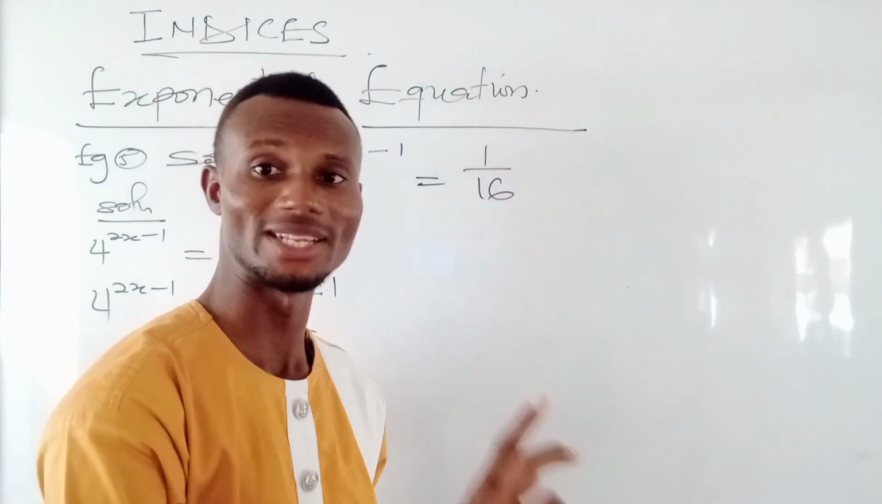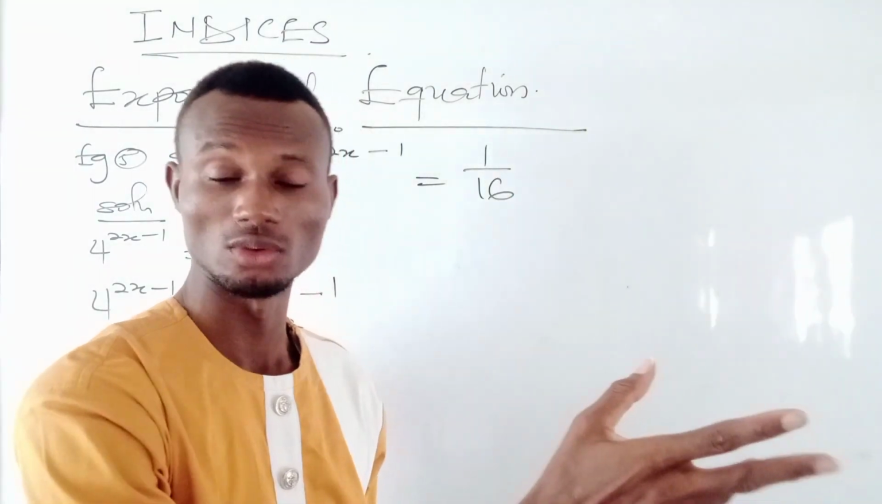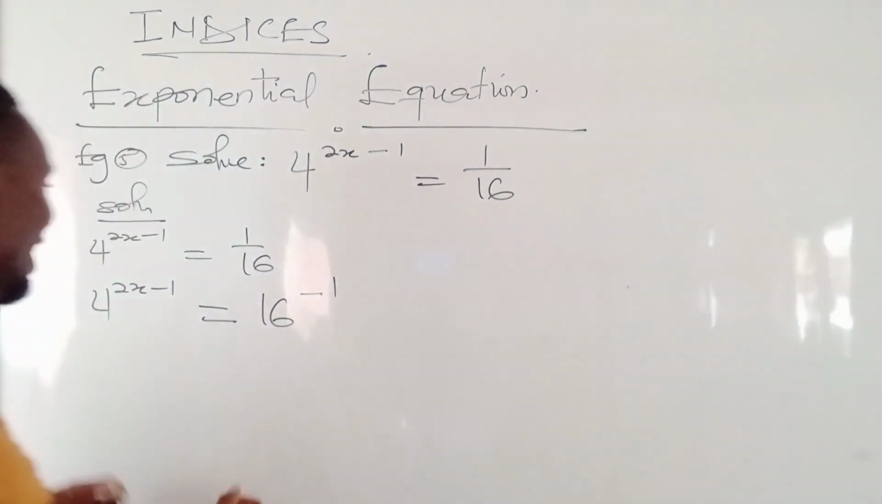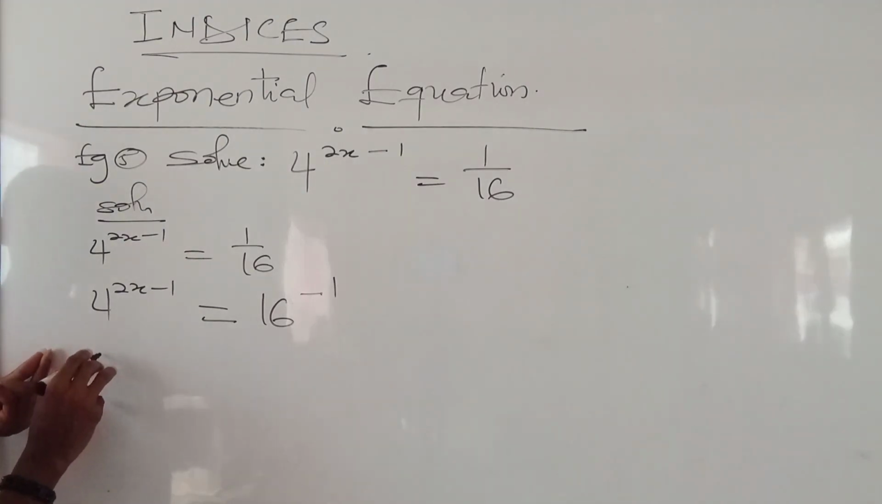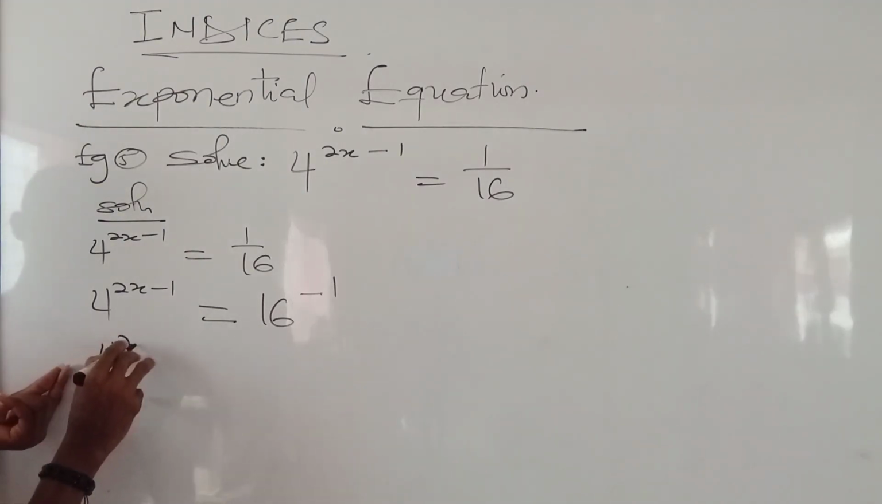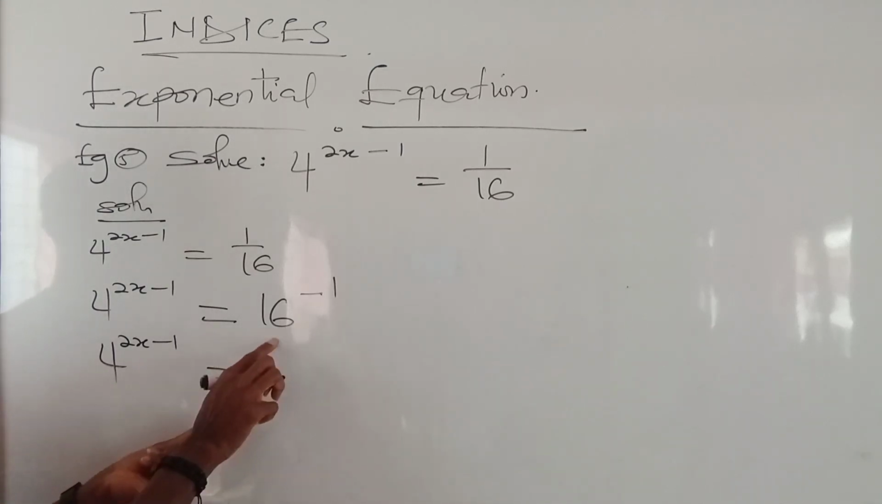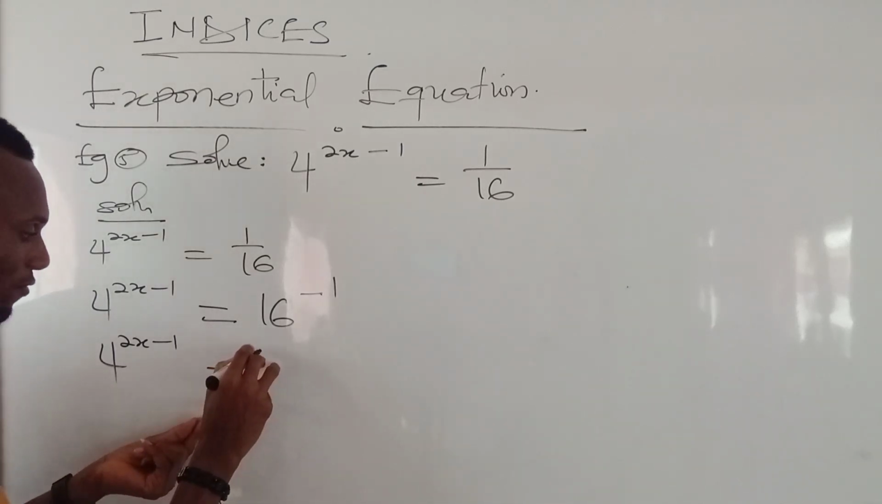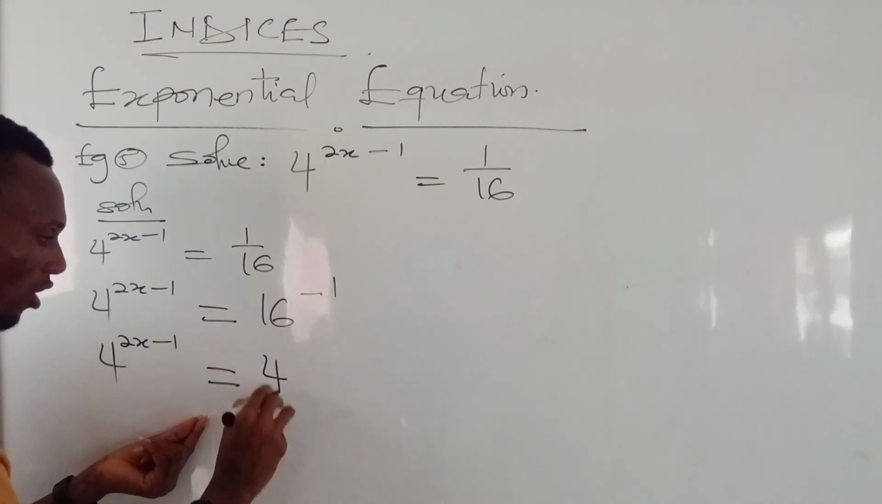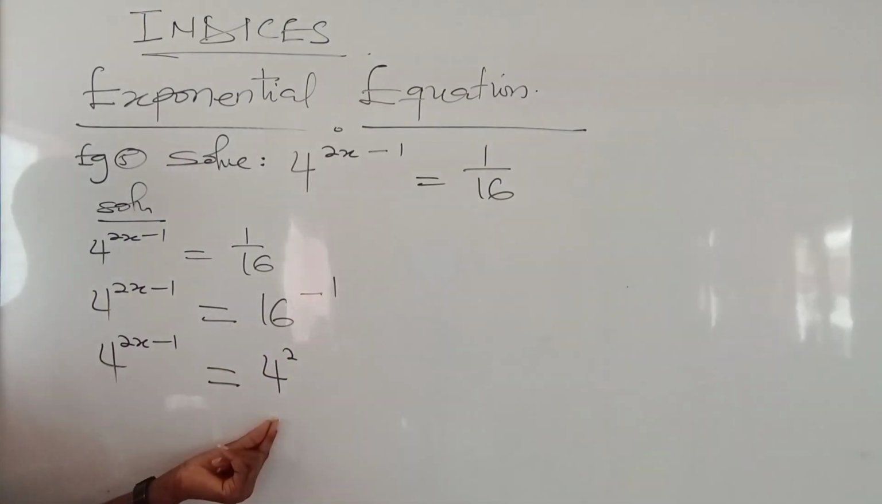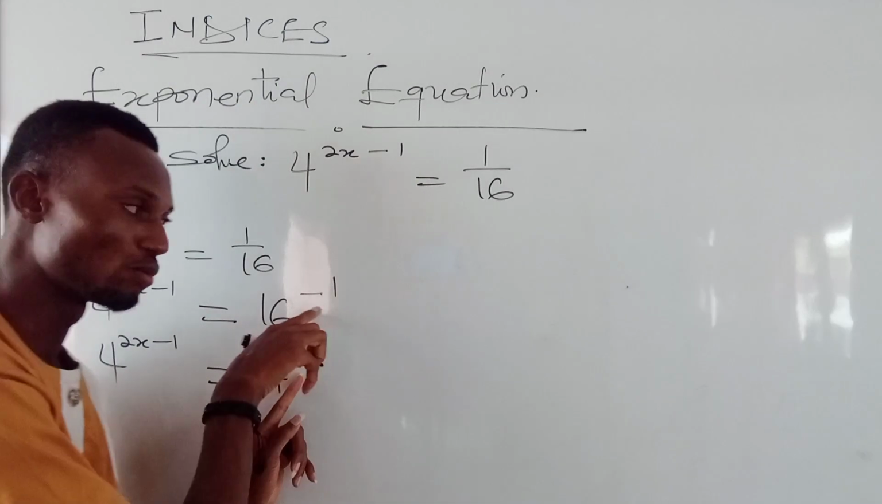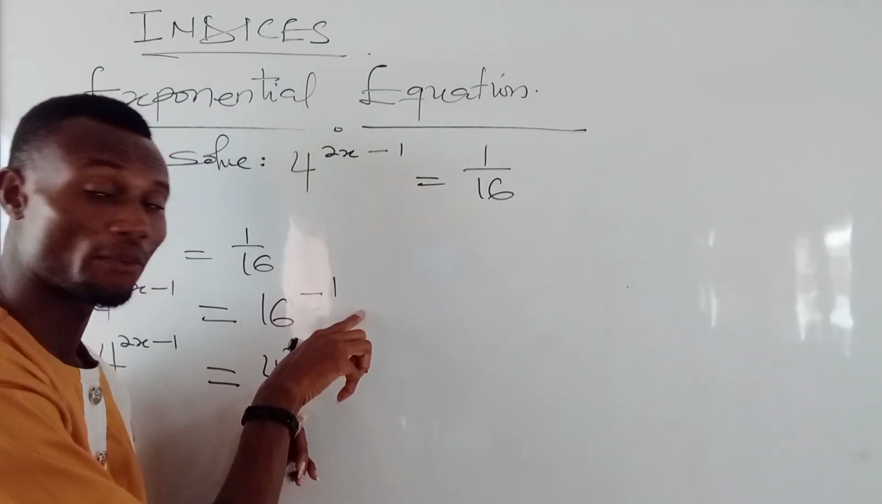It means 16 can be written as 4 to the power 2. So let's go ahead and do that. I'll repeat my 4 to the power 2s minus 1, which is here, equals... Then this 16, I'll write it as 4 to the power 2, because 4 to the power 2 gives 16. Now this power 2 needs to multiply the negative 1, which is here.